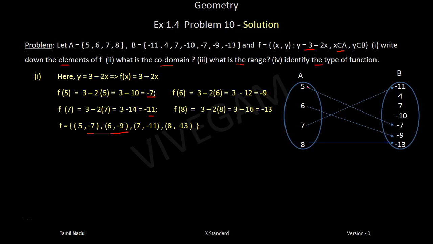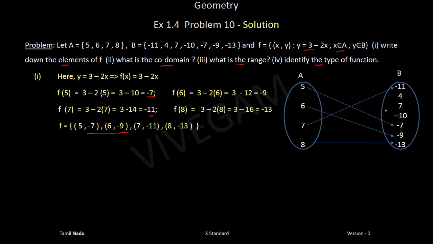So if you put it in an arrow diagram, which is not asked, but I prefer to put an arrow diagram because it makes life much easier. So set A is given here in the first oval, all the elements of set A, and all the elements of set B are given here. And as per this ordered pair, the image of 5 is minus 7, image of 6 is minus 9, image of 7 is minus 11, image of 8 is minus 13. So I have depicted here, 5 is connected to minus 7, 7 is connected to minus 11, 6 is connected to minus 9, 8 is connected to minus 13 as per this ordered pair.